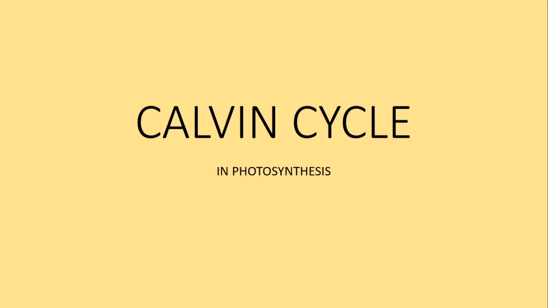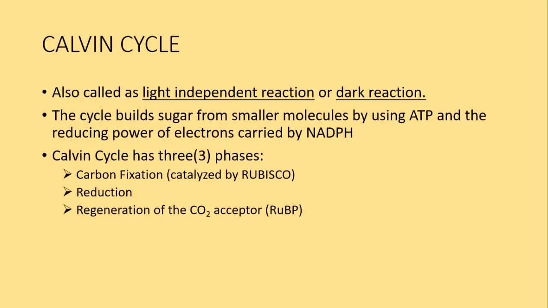Hi! Today in this video, we will talk about the Calvin cycle in photosynthesis. So, what is Calvin cycle? Calvin cycle, also called light-independent reaction or dark reaction. This cycle builds sugar from smaller molecules by using ATP and the reducing power of electrons carried by NADPH.